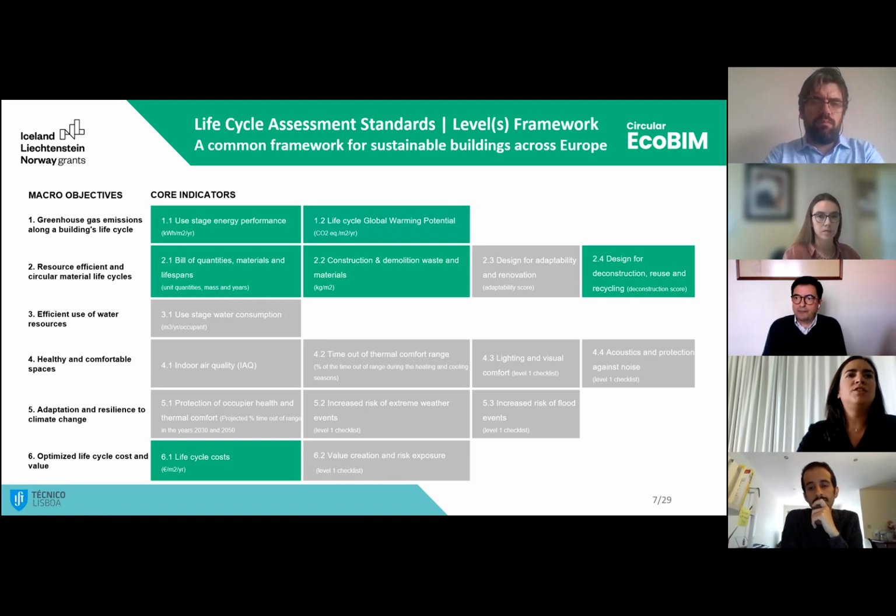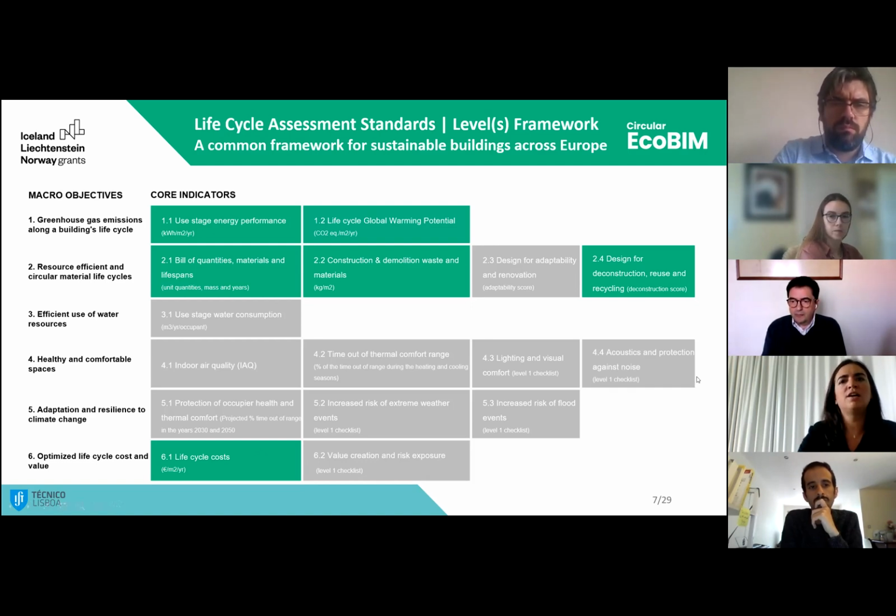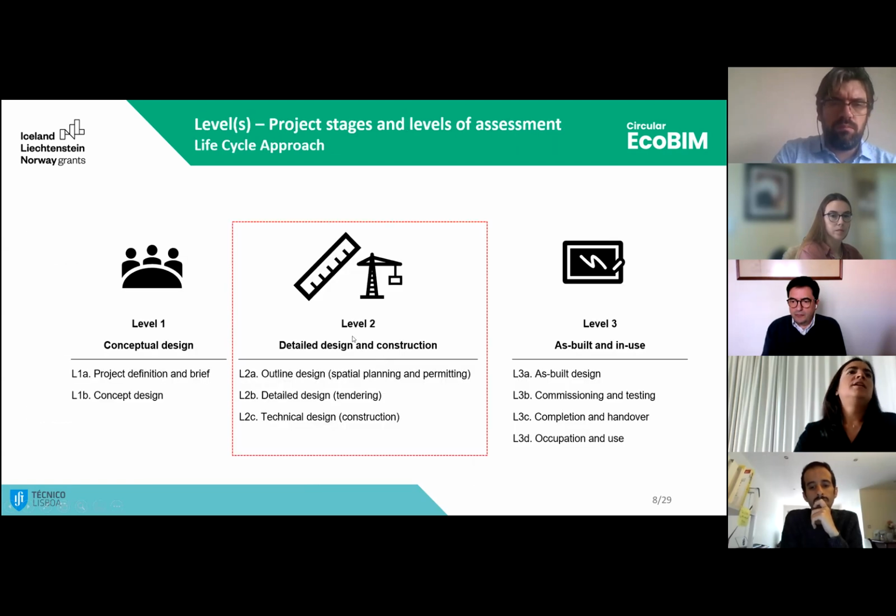For example: use stage energy performance, life cycle global warming potential, bill of quantities, materials and lifespan, construction and demolition waste and materials, design for deconstruction, reuse and recycle, and life cycle costs. It's a life cycle approach covering all the project stages from level 1, conceptual design, until level 3, building use, facility management and operation. This presentation is focused on level 2, detailed design and construction, and how we can influence the construction industry.